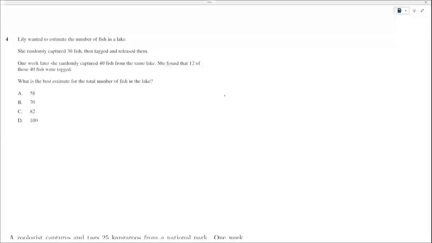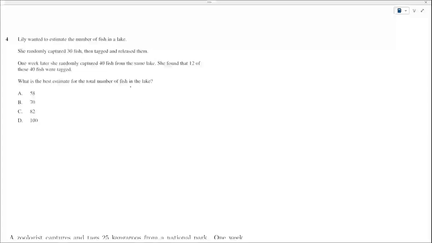I know it's been a while since I've uploaded, but students recently asked me if I could make a video regarding capture-recapture problems from the HSC Standard 2 course from the topic of rates and ratios. So let's have a quick look at one of these past HSC paper questions. Question 4 from the 2022 HSC paper.